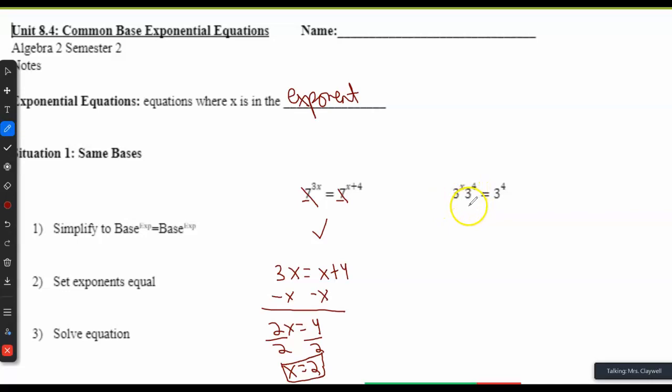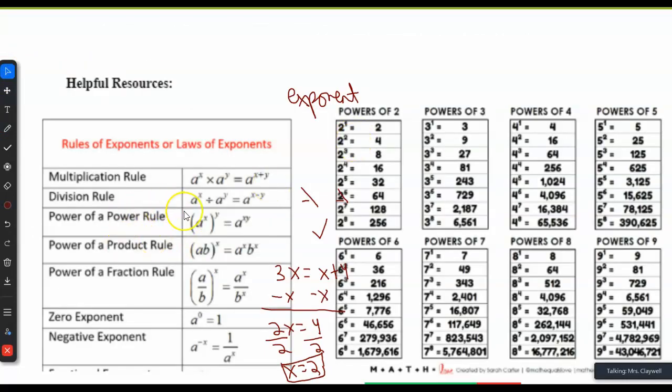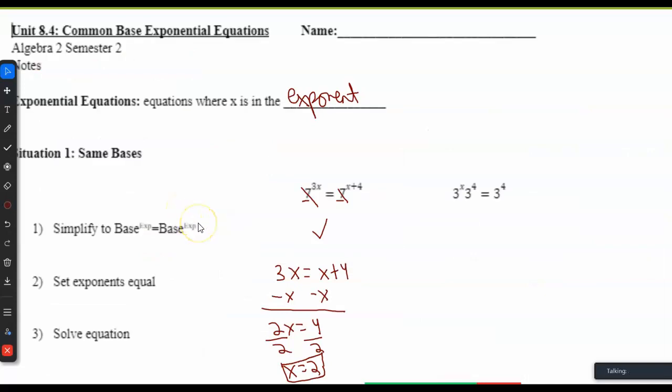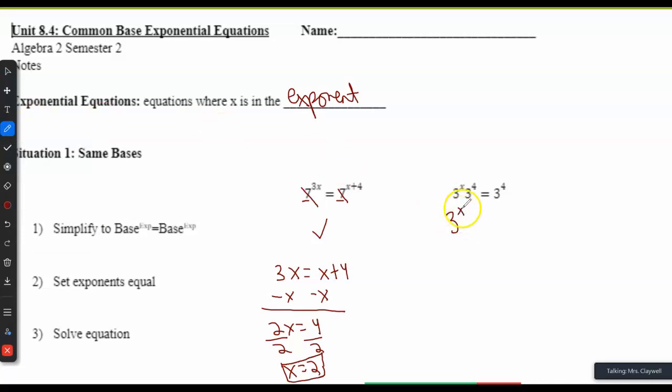Here I have the same base, but I don't have it as base to an exponent equals base to an exponent. So I can remember my exponent rules. If we need to remember our exponent rules, they're on the back of your notes. So this is actually 3 to the x times 4 equals 3 to the 4th. Once my bases are the same, I can just set 4x equals 4. x equals 1.